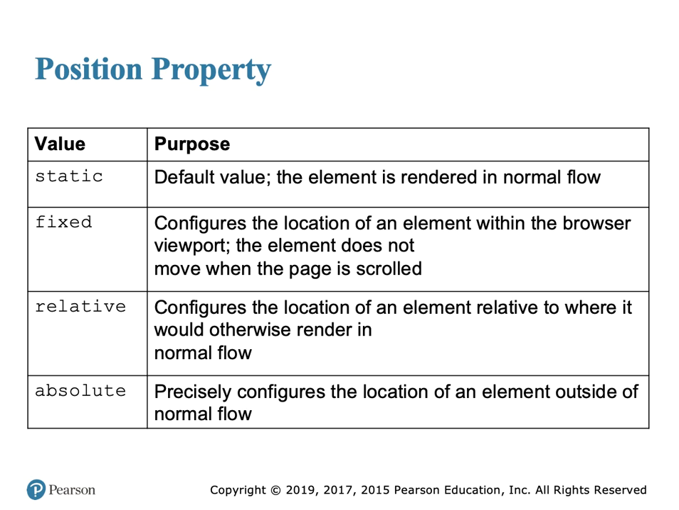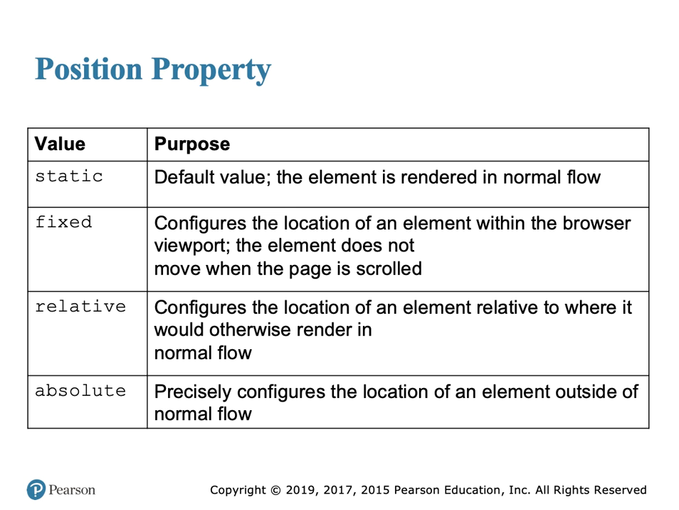We've talked about how normal document flow causes the browser to render the elements in the order that they appear in the HTML source code. When using CSS for page layout, there are situations when you may want more control over the position of the element. The position property configures the type of positioning used when the browser renders the element. The values for the position property are static, fixed, relative, and absolute.